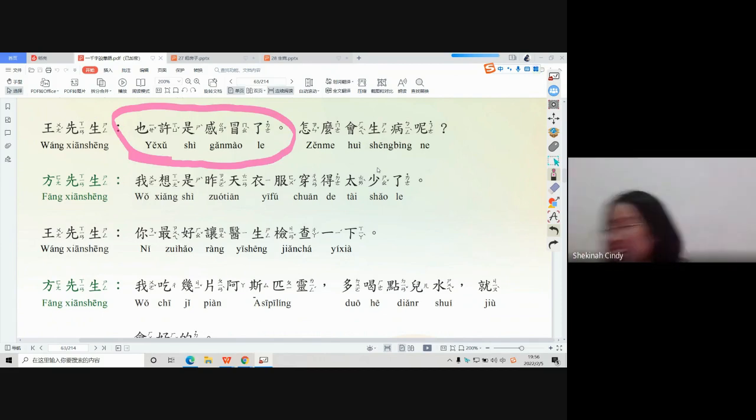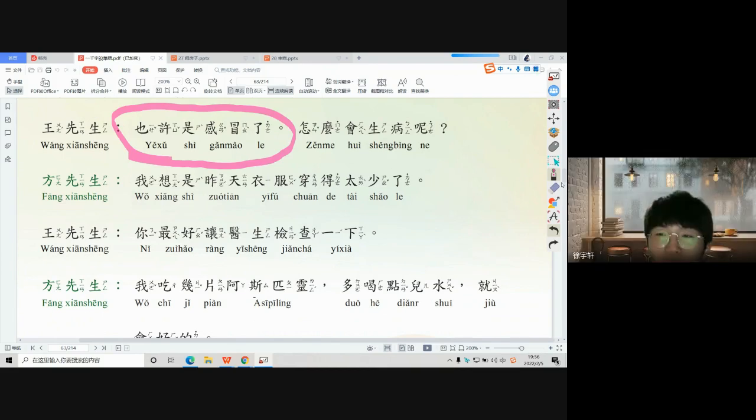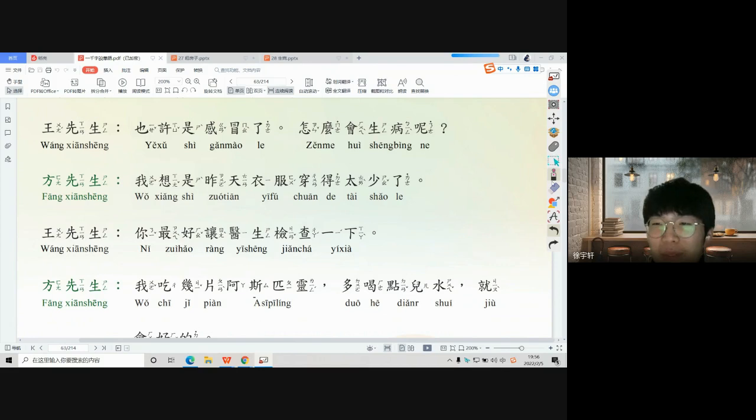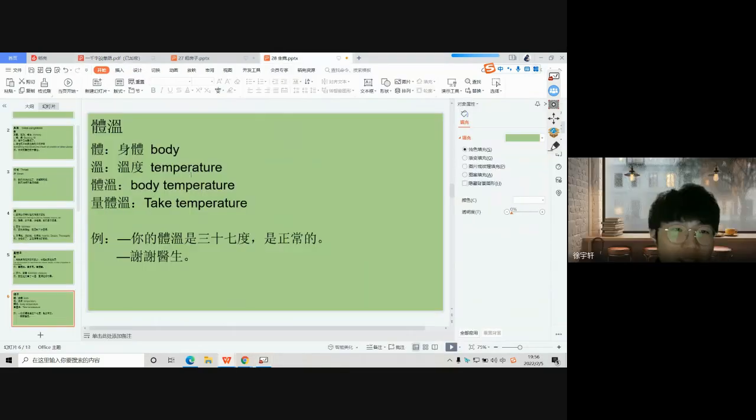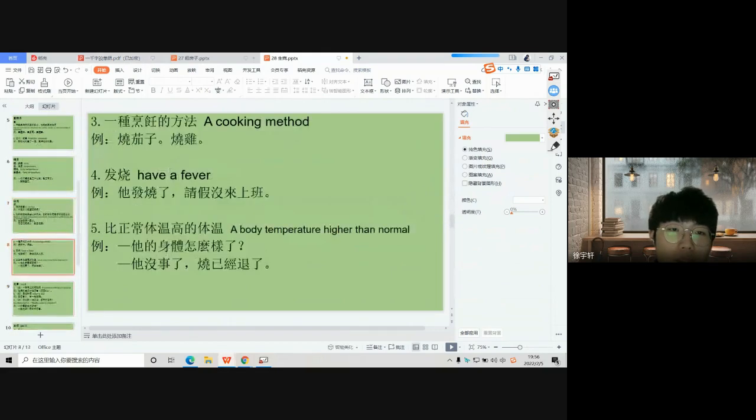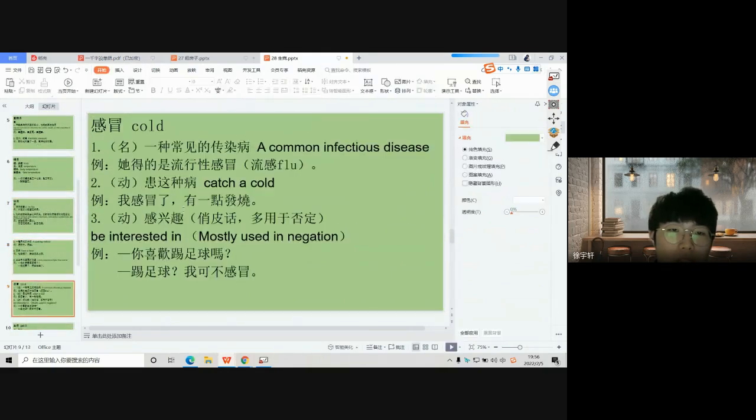Wait, I'm so sorry. Are 感冒 and 发烧 the same? No, that's not the same. So here, 发烧 means you have a fever, and 感冒 means you caught a cold. Another type of 感冒 is 流行性感冒, which we can translate as flu. So 感冒 can be seen as flu, catching a cold, or just having a cold.